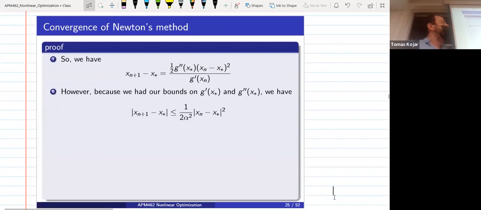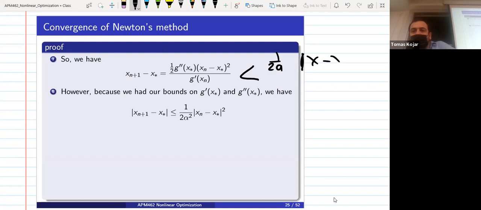And now you use your bounds. The top guy is less than 1 over alpha. So you have 1 over alpha. And the bottom guy was bigger than 1 over alpha. So bigger than alpha, yeah. That's how you get alpha squared. Okay.